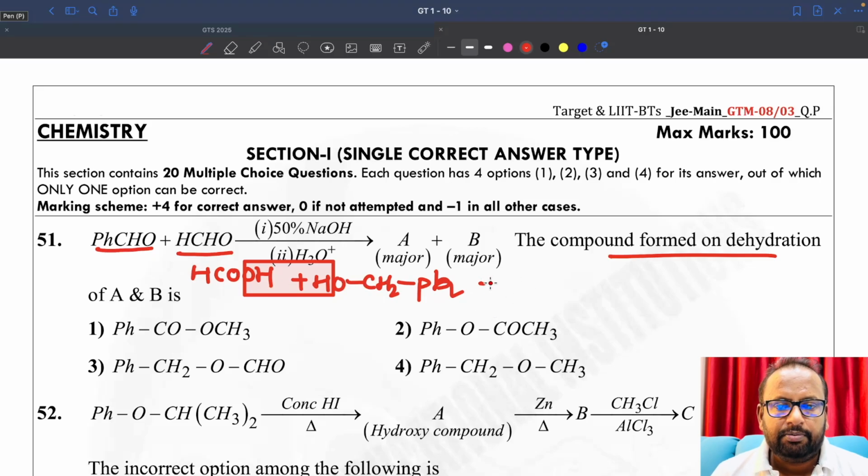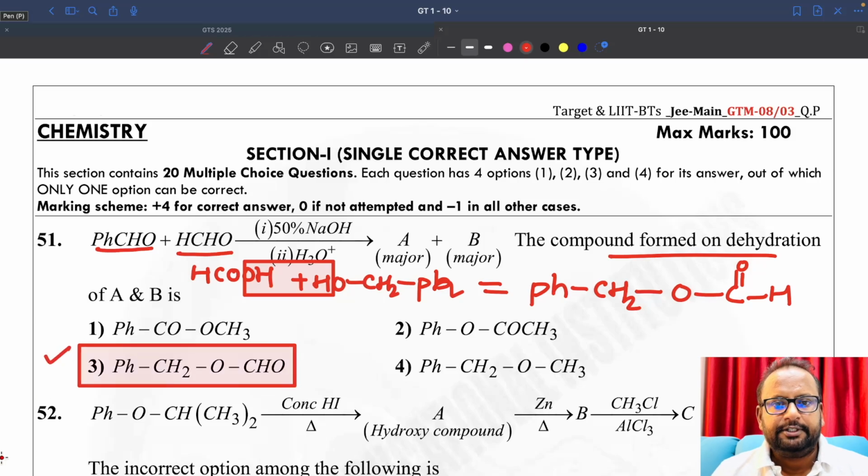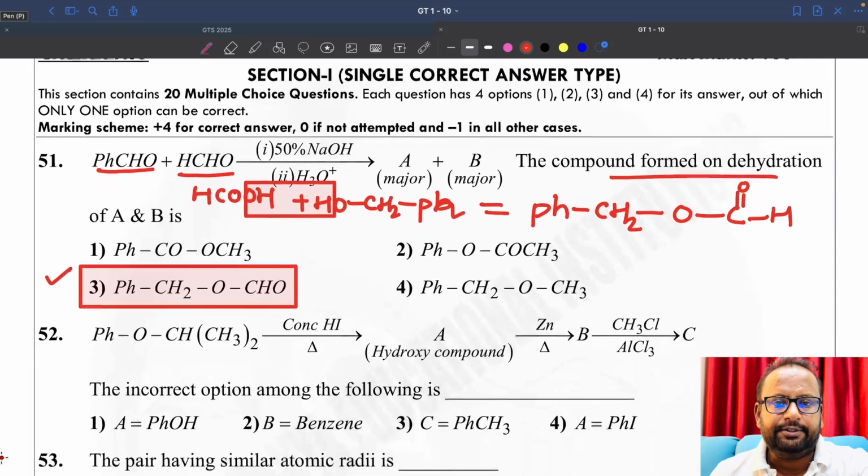So the final product is going to be: Ph is connected to CH2, which is connected to oxygen, which is connected to C, which has one double bond and a hydrogen. This product is the final product of this reaction. Two reactions are used here, so this is the reaction product. Very good question. Two concepts are involved here. If you combine both, you will get the answer.